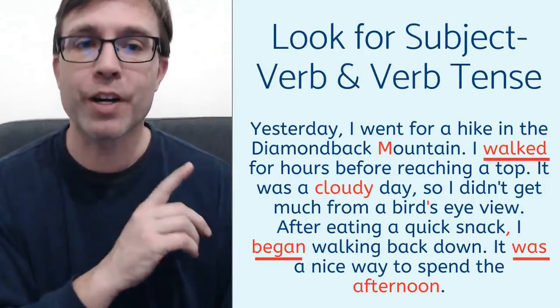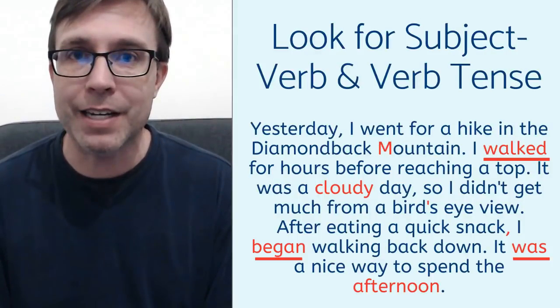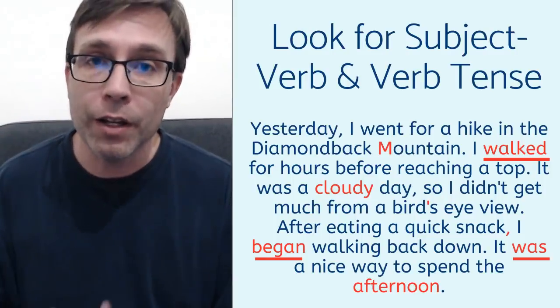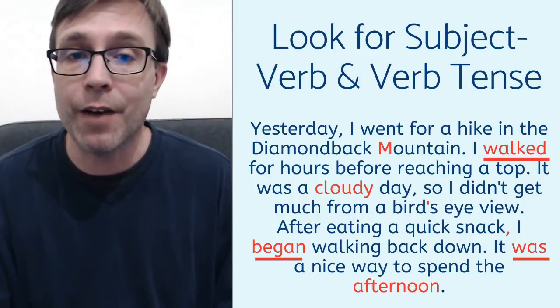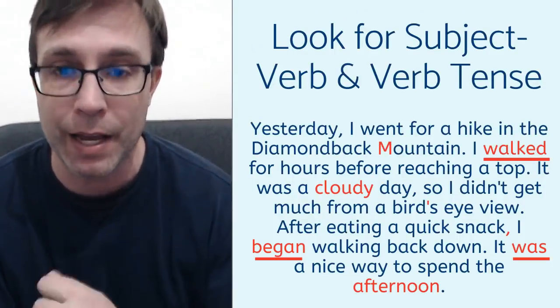So the very first word is yesterday. So yesterday is a time word that tells us, okay, everything happened in the past, all right? So all of these verbs should be talking about the past. So instead of "I walk for hours," "I walked for hours." It should be in the past.